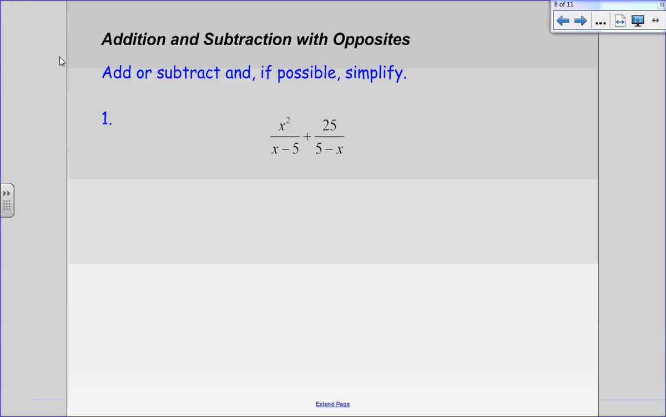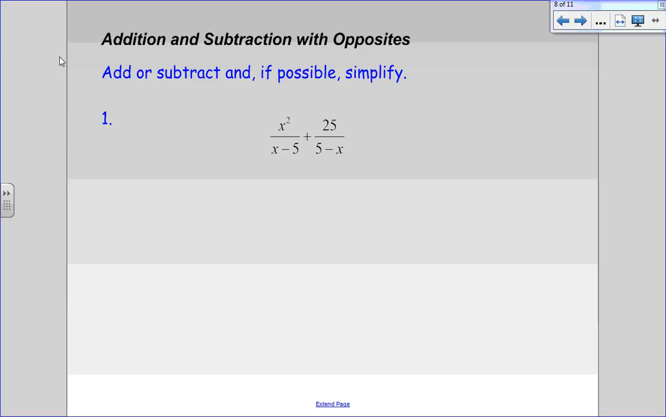In this video, we'll learn how to add and subtract rational expressions when your denominators have opposites. So let's look at two examples together. Here I have a denominator of x minus 5 and the other denominator of 5 minus x. We notice that these are not common denominators, but they're opposites of each other.